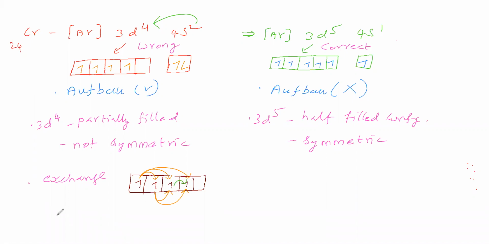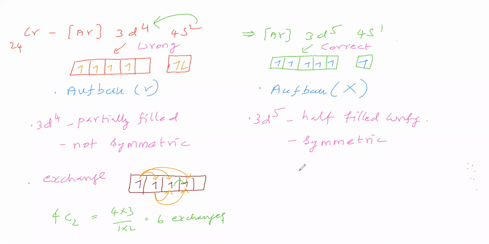So totally how many exchanges? The number of electrons is 4, therefore 4C2. Two electrons can go for exchange, therefore 4C2, which we can write as 4 into 3 by 1 into 2. So 6 exchanges are possible.